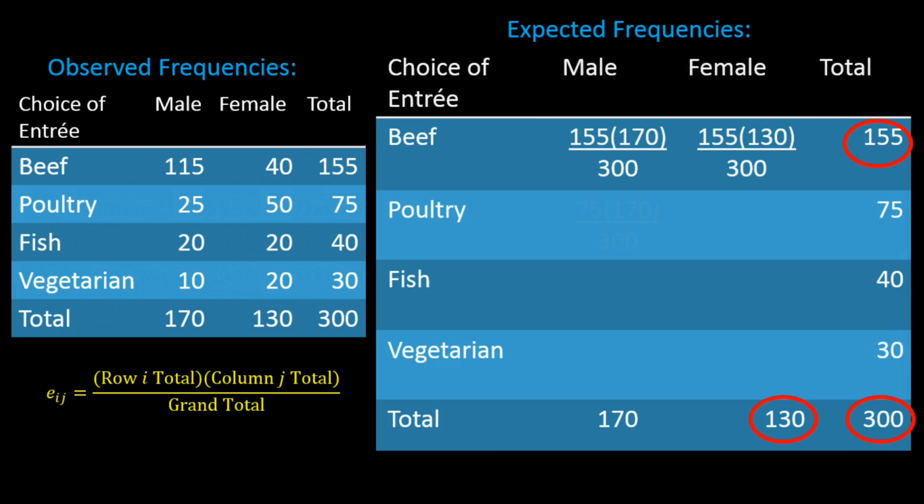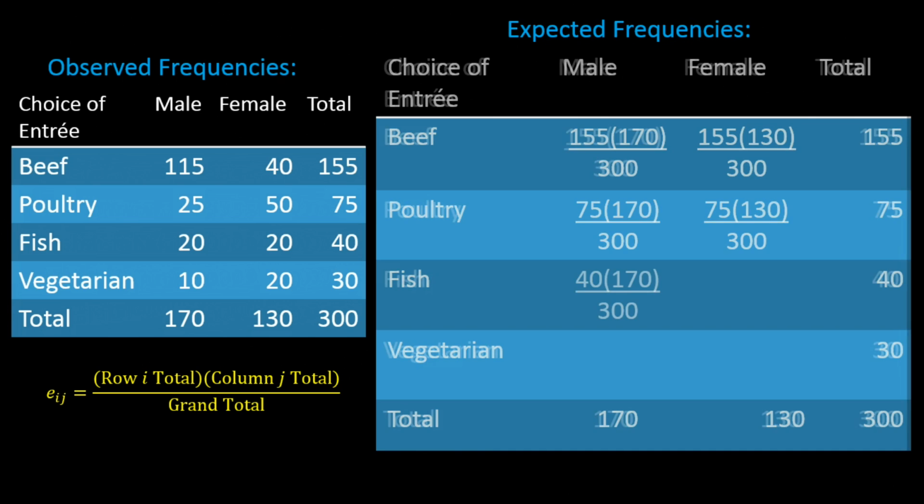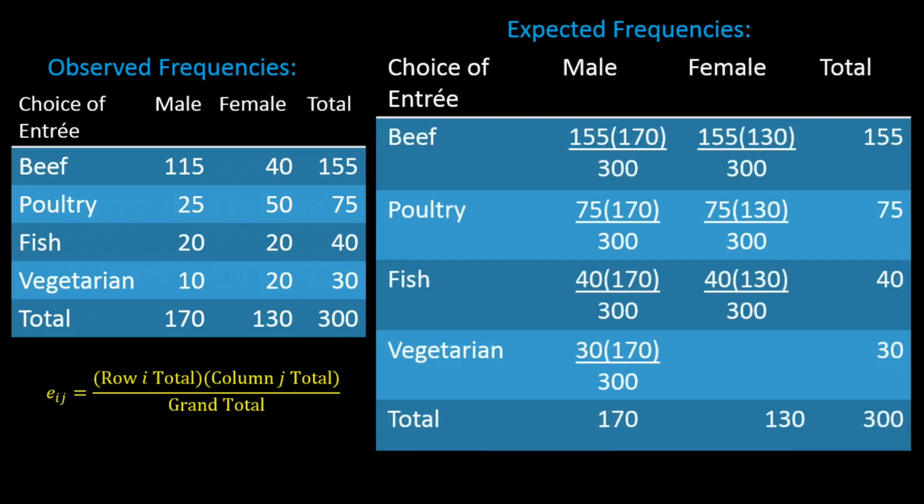The next cell is row 2, column 1, the intersection of males who ordered poultry, and that is 75 times 170 divided by 300. Moving to the next cell, we get females who ordered poultry, and so that's row 2, column 2, and that would be 75 times 130 divided by 300. And we do the same for males who ordered fish, females who ordered fish, males who ordered vegetarian entrees, and females who ordered vegetarian entrees. And so now we have the entire table filled out.